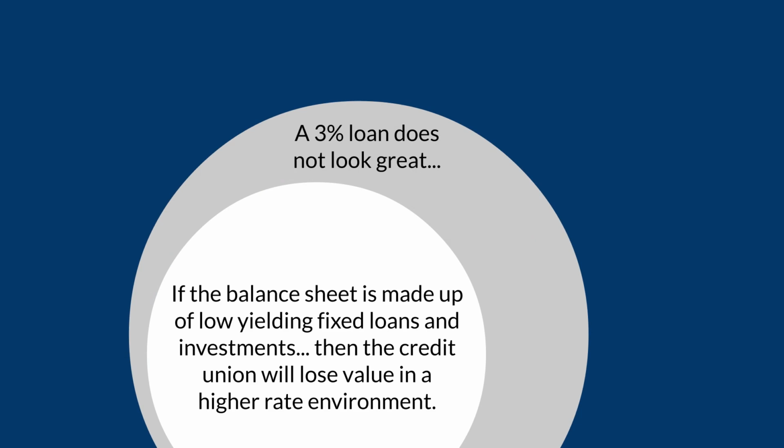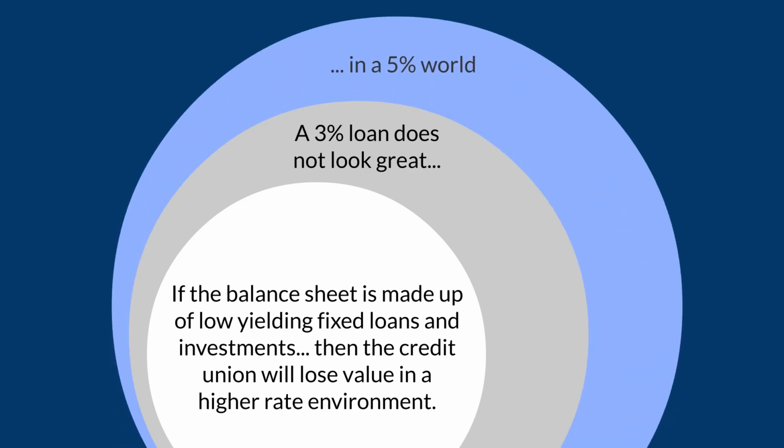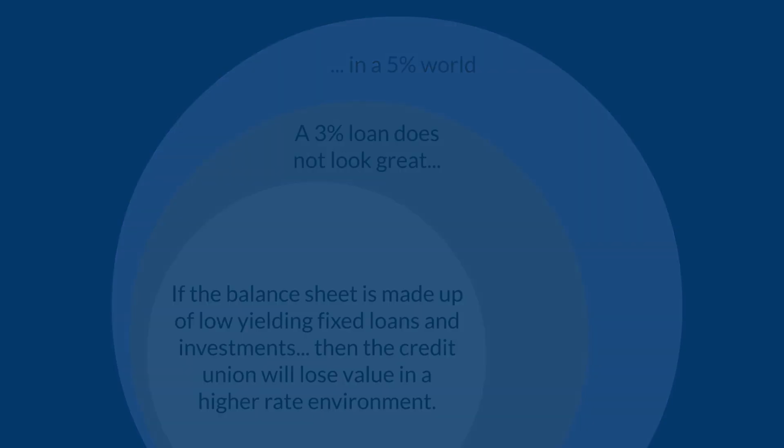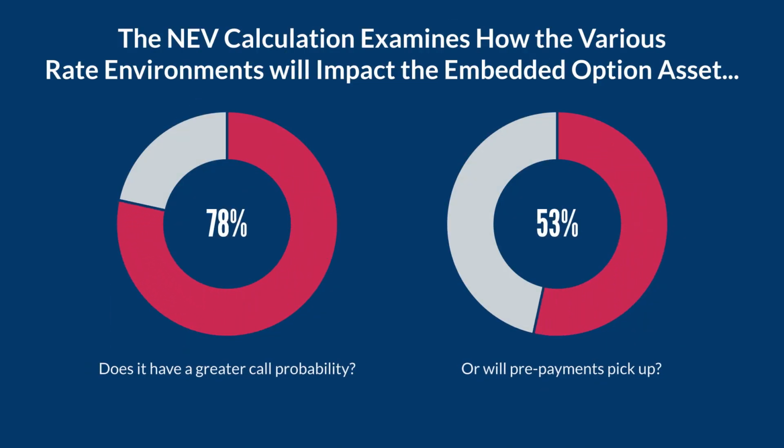As we learned from previous sessions, if these assets are long-term, the net economic value decline will be amplified in higher rate environments. Net economic value will also evaluate embedded options within each asset, such as prepayment risk, and assess how that will impact the value of the asset in various rate environments.